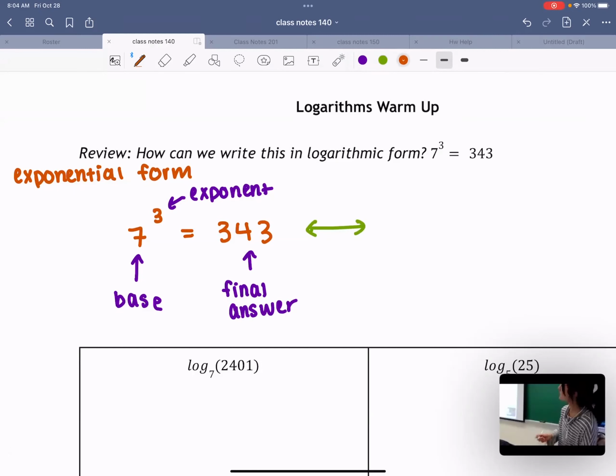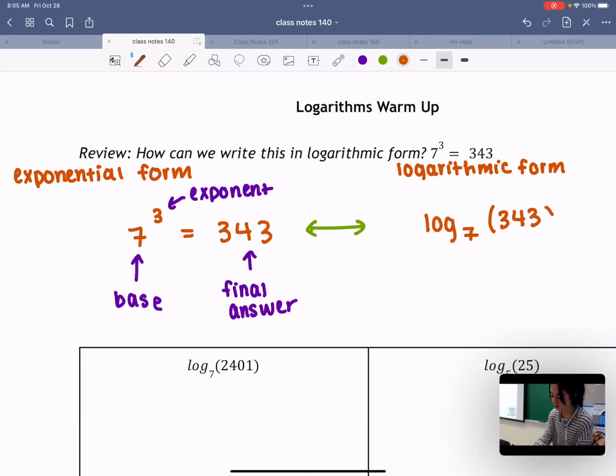Next, this question is asking us to write this in logarithmic form. Okay. Is there anyone who can tell me how I could write this in logarithmic form? Perfect. Log base 7 of 343 equals 3.